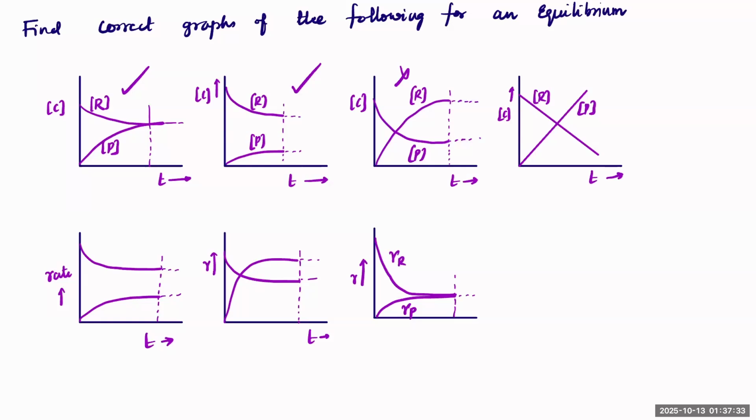Next one. You can see the reactant is decreasing, product is increasing, but linearly. So if it is linear, it will never reach an equilibrium. The reactant will be consumed and become zero at some point. Therefore, if it is linear this way, that means it is not going to achieve equilibrium.